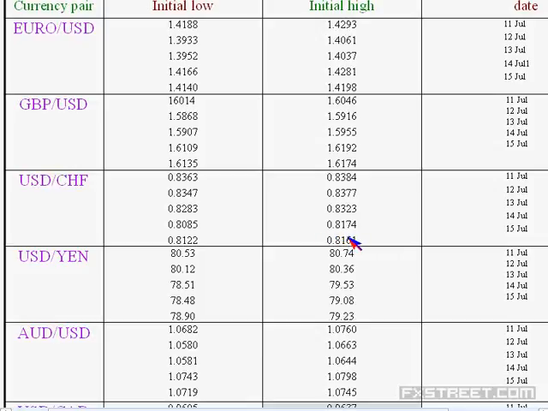So in the case of CHF, I took a buy position around 81.63, 2 pips above the initial high, because they breached the initial high and stayed above it for more than 30 minutes, and afterwards they quickly gained again. So they did not come to the low.